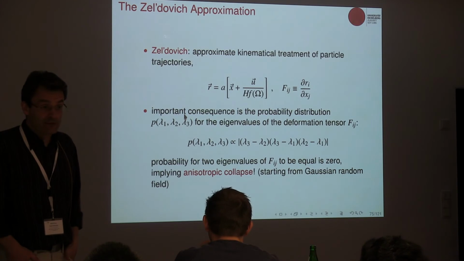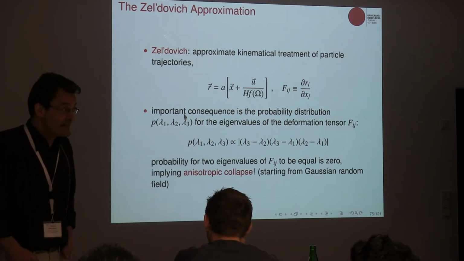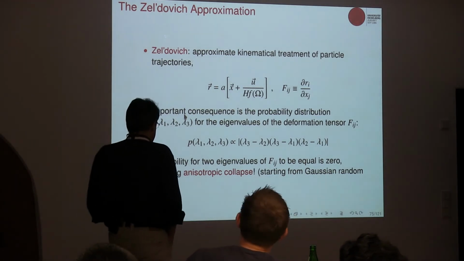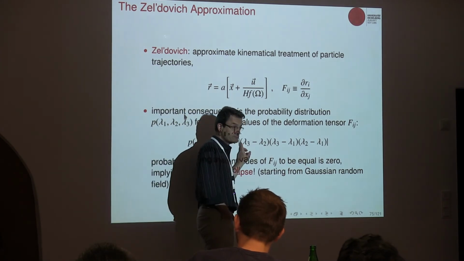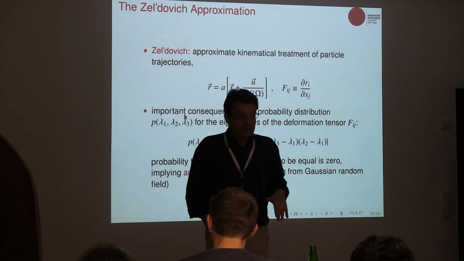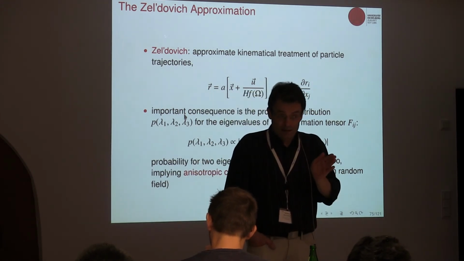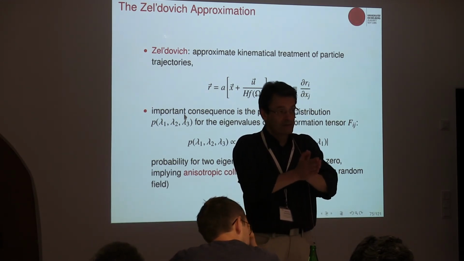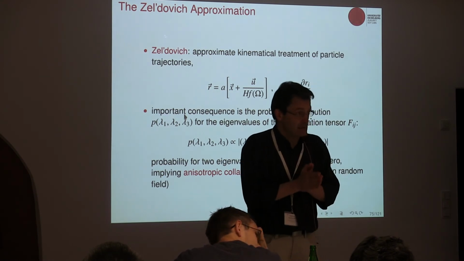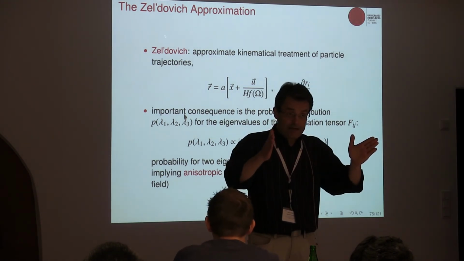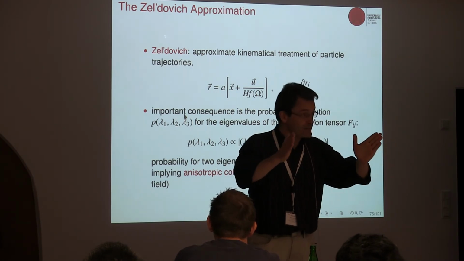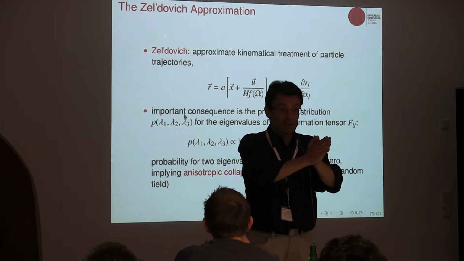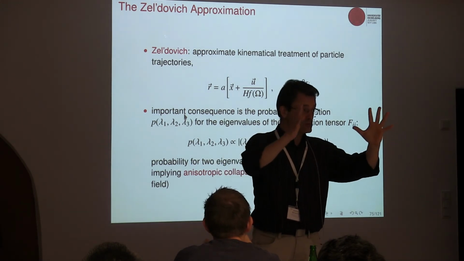So this means spherical collapse is forbidden. Collapse has to be anisotropic in a Gaussian random field. So there will always be a largest of these eigenvalues, and the probability of finding any other of these eigenvalues to be equal to that is zero. So there will always be one that is larger than the next. This will be the eigenvalue along whose eigendirection collapse will proceed first. So any spherical density fluctuation that you might start out from will be deformed to an ellipsoid.